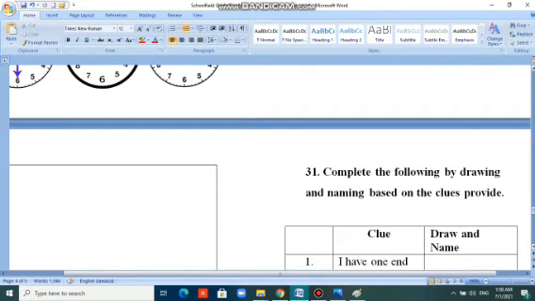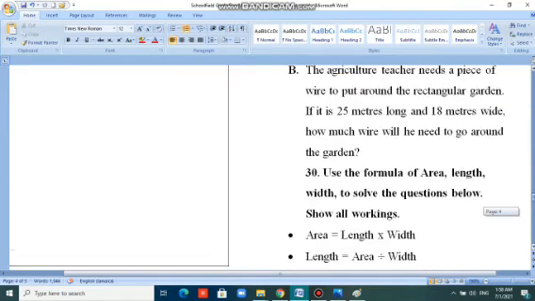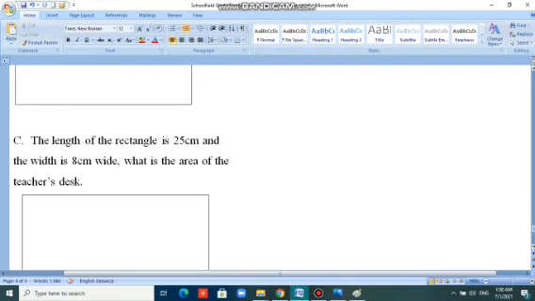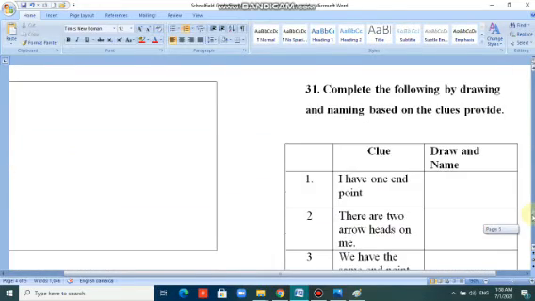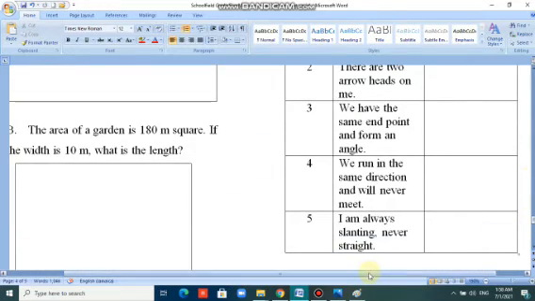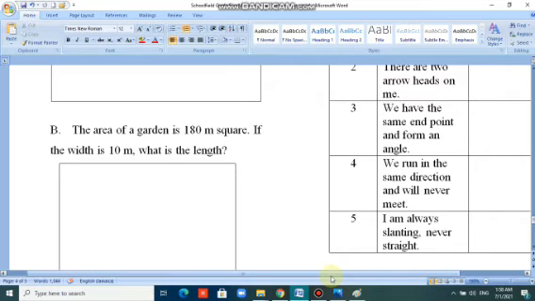Alright, so we're moving right along. Where are we? So, it says, am I looking at B? So we're looking at B now. Almost missed B, huh? The area of the garden is 180 meters square. If the width is 10 meters, what is the length? So we're looking at the length now, class.